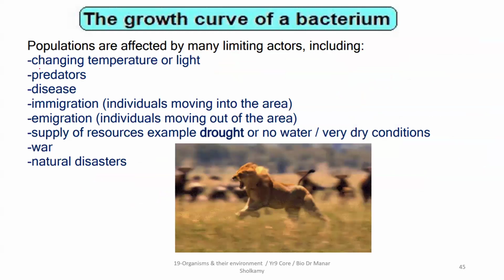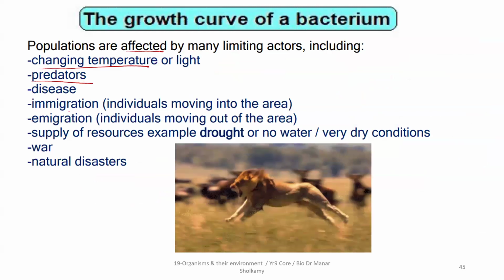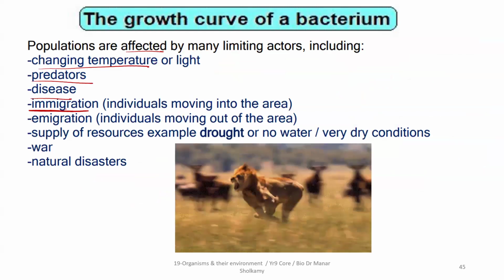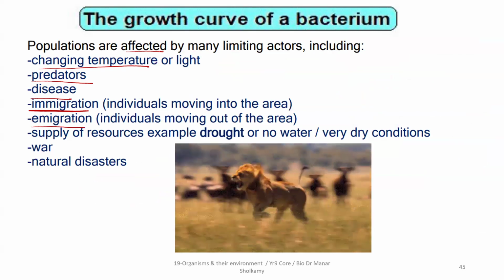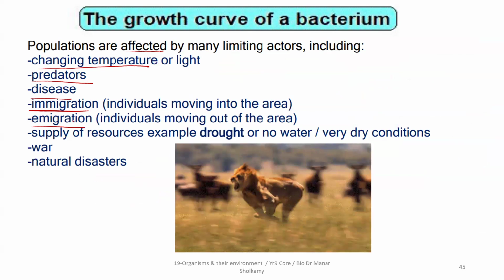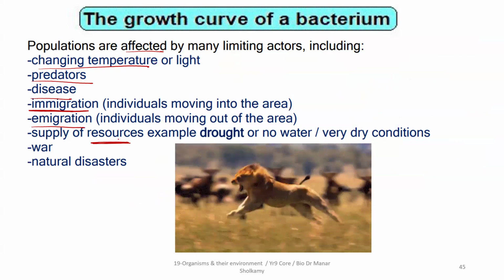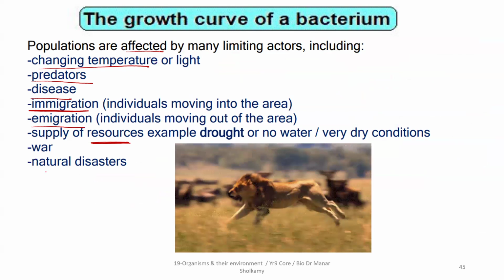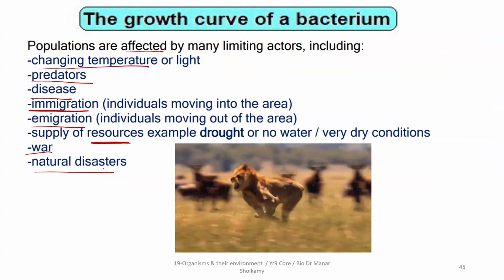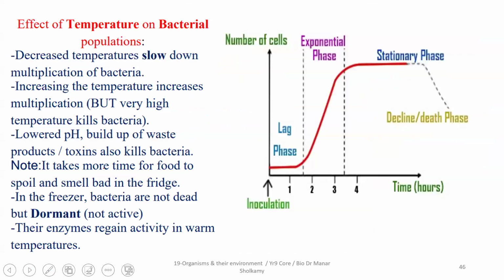Populations are affected by changes in temperature, presence of predators, disease, immigration, if individuals are moving into an area, emigration, individuals or organisms are moving out of an area, supply of resources, more food or less food, war, natural disasters, diseases. All this, of course, affects the population. We talked about this graph more than once, enough.